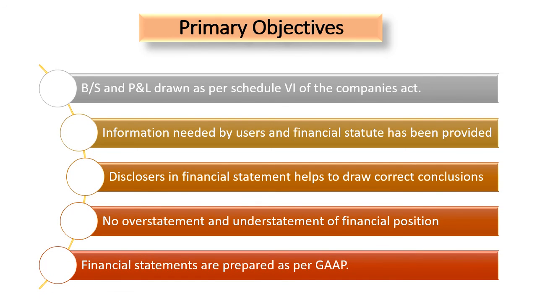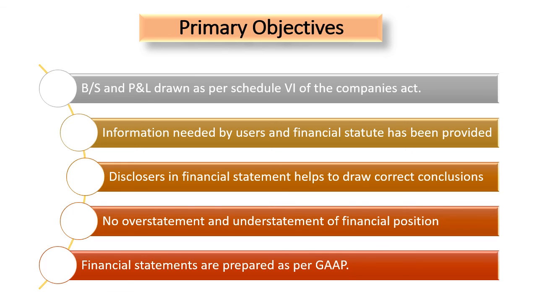Firstly, the balance sheet and P&L are drawn as per Schedule 6 of the Companies Act. So he has to check whether or not the balance sheet has been drawn in a proper manner. Then information needed by users of financial statements has been provided. Users may be investors, other stakeholders, bankers, income tax authorities, government, or any other financial body, and such information has to be properly conveyed to them. Then disclosures in financial statements help to draw correct conclusions. So whatever disclosures the company makes in the financial statements, whether they are correct or not, and how they have been drawn in these statements.